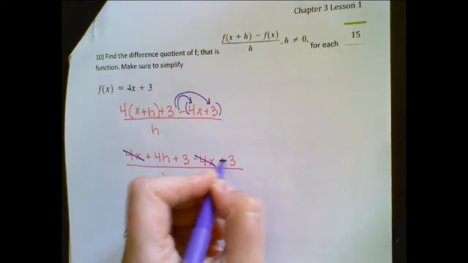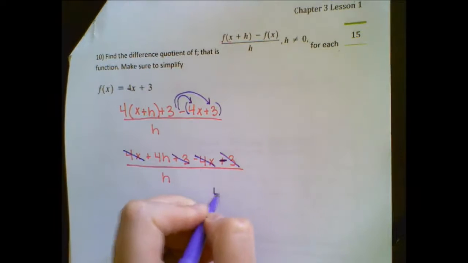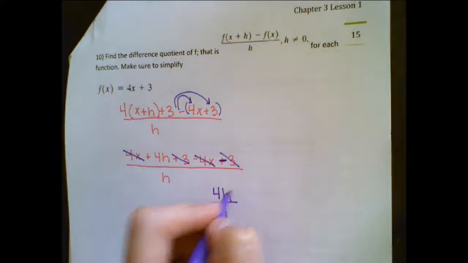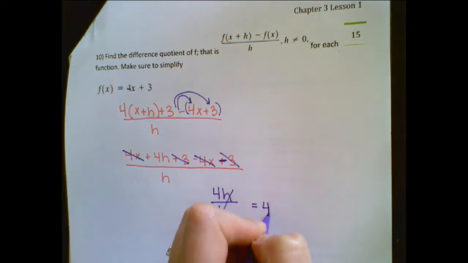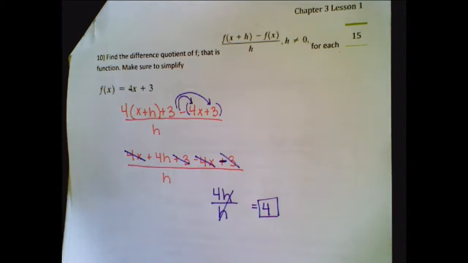So this would be a negative 3. So now our 3's cancel out. I'm left with 4h over h. My h's can cancel out. I'm left with 4. Okay. Now I'm going to pop back and do the other examples.